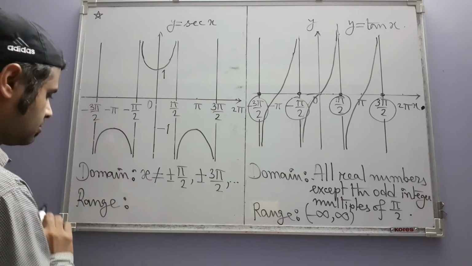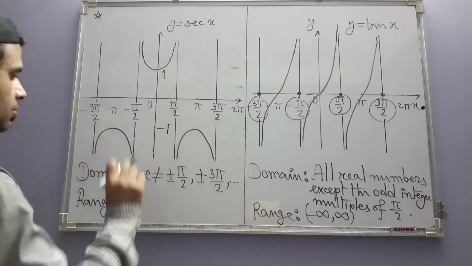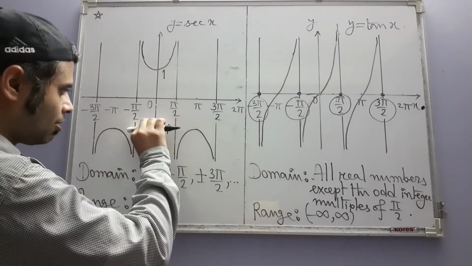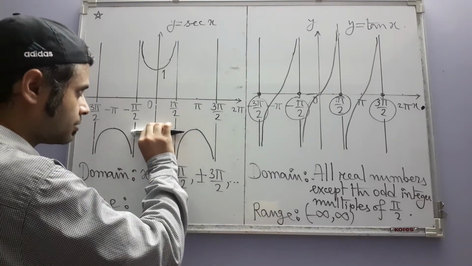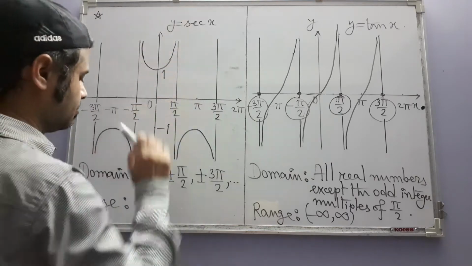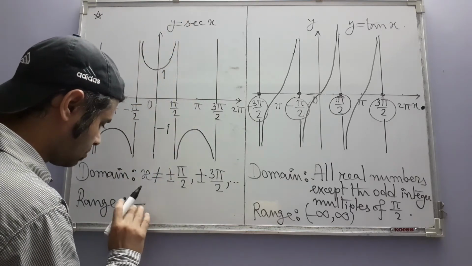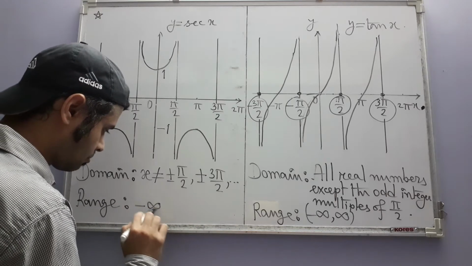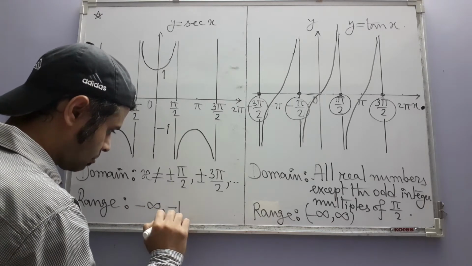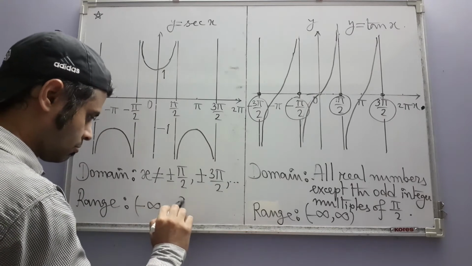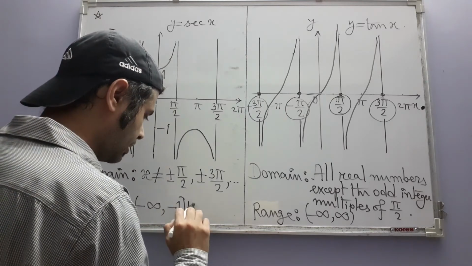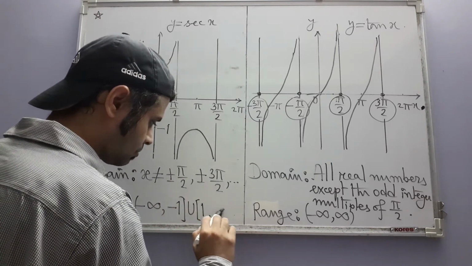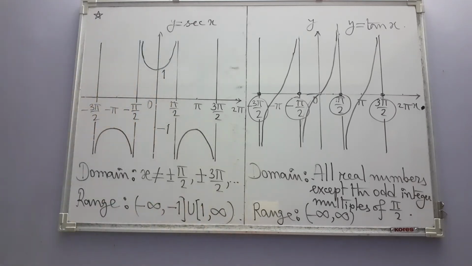Now range is all the real numbers between -infinity and -1, and all the real numbers between 1 and +infinity. And these points -1 and 1 are actually, these values are taken on as output. Okay, so that is the graph of secant x.